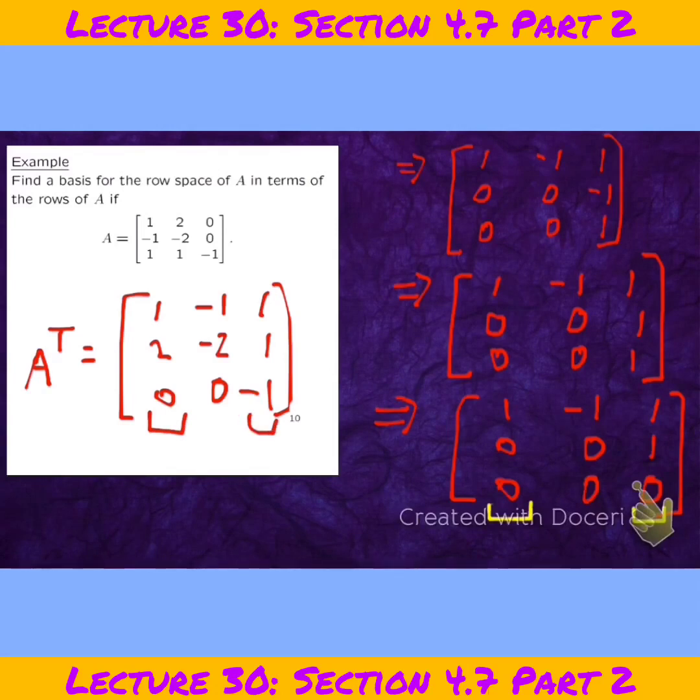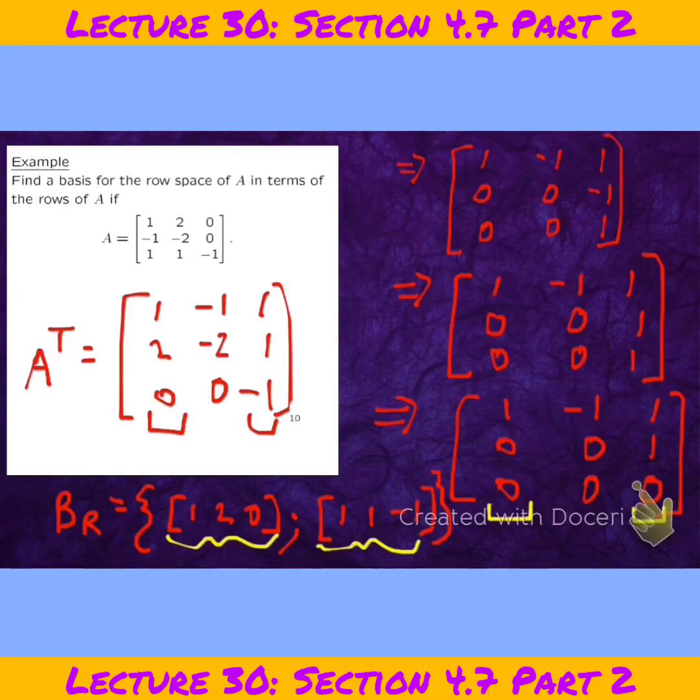So therefore a basis for the row space becomes the following. Here's my first vector. We took the column 1, 2, 0 and we took its transpose. And then we took the third column and we took its transpose. So there is an alternative basis for the row space of the matrix A using the transpose.